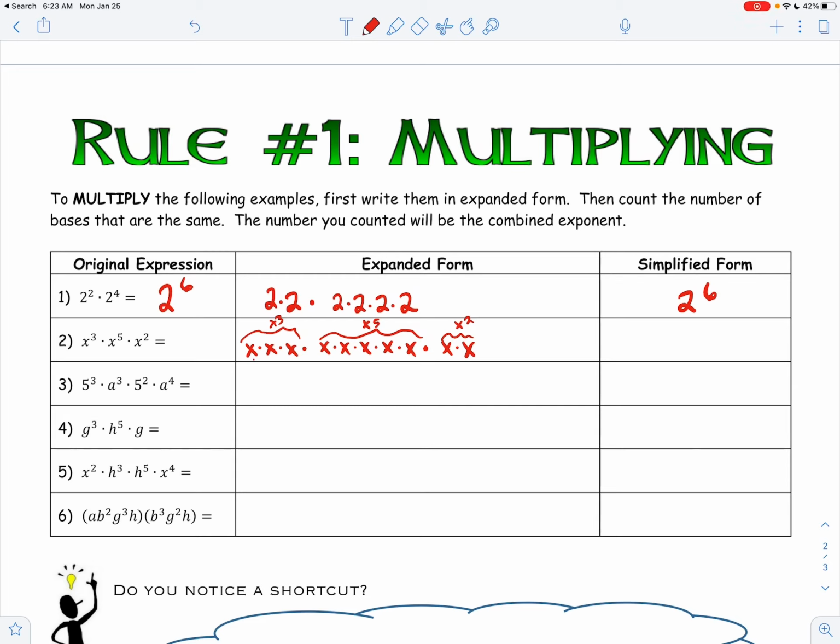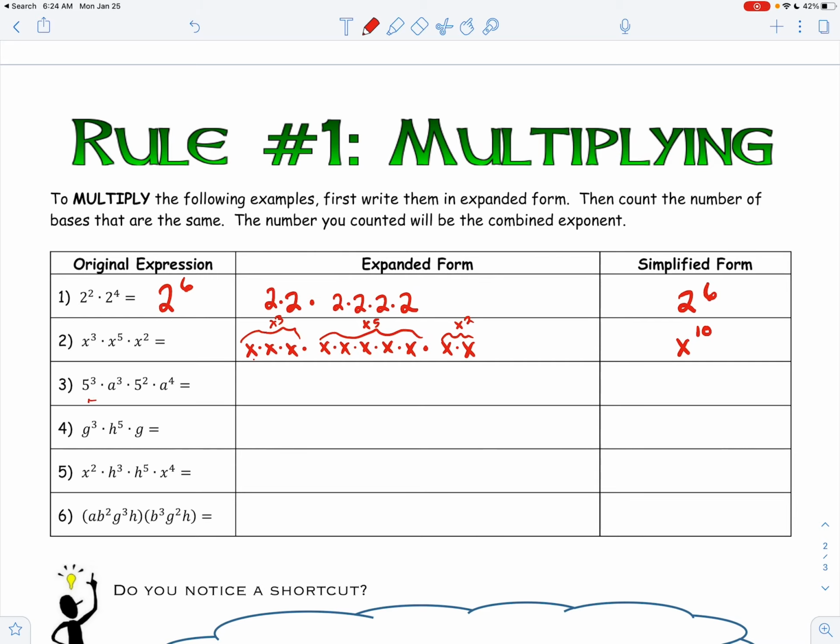They all have the same base of x, so we can count 1, 2, 3, 4, 5, 6, 7, 8, 9, 10. Since those are 10 x's, we can write this as x to the 10th power.